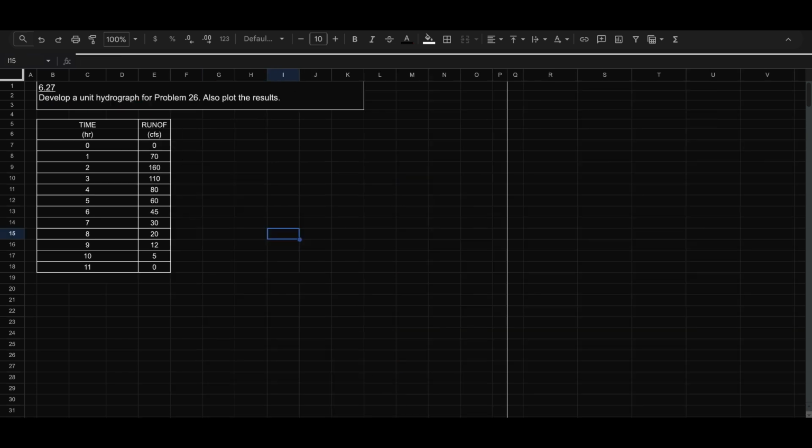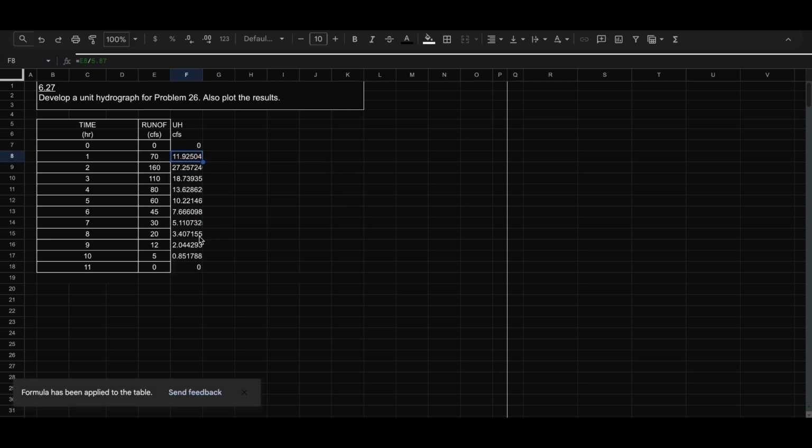Since it is a comparison, all we need to do here to find the unique hydrograph in CFS is divide each of the flows by 5.87, which is the runoff depth that we found in the previous problem. And if we do so, we get all these values. Let's get rid of some decimals.